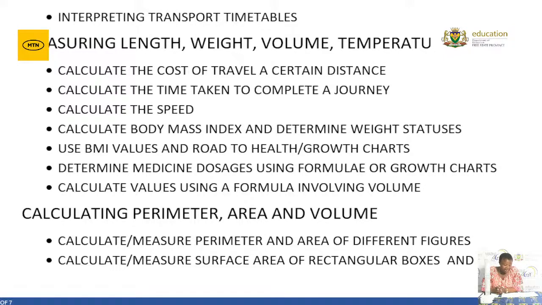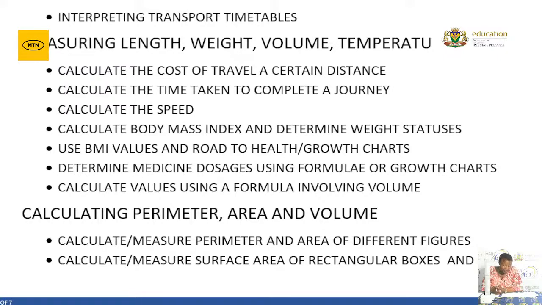We also have the other subtopic, calculating perimeter, area, and volume. The most important thing, candidate, that you have to look at, you need to check the perimeter. When you calculate the perimeter, the unit is to the power 1. When you calculate the area, the unit is to the power 2. And when you calculate the volume, the unit is to the power 3. So under those calculations, you calculate or you measure the perimeter and the area of the different figures.